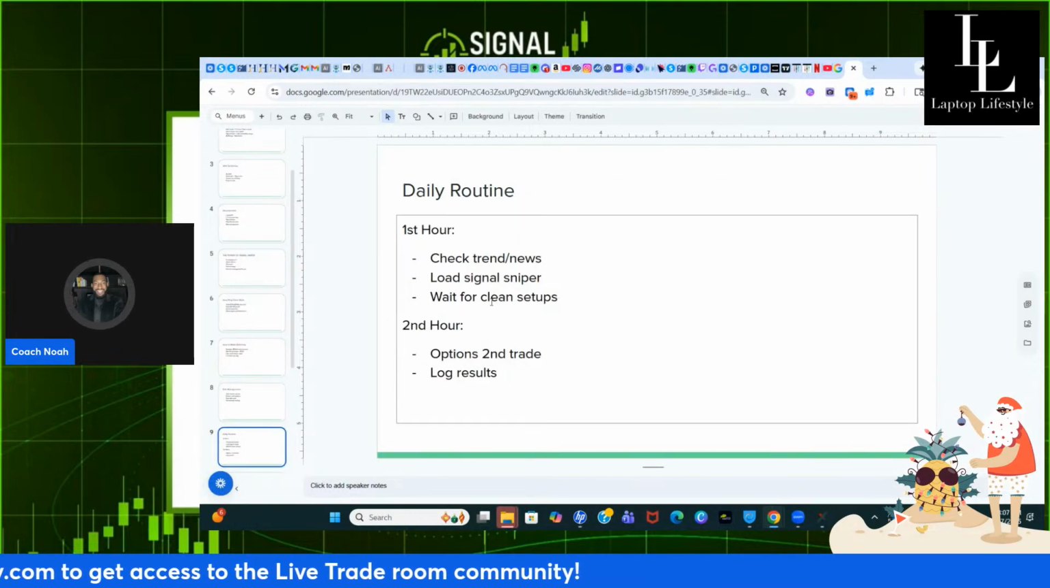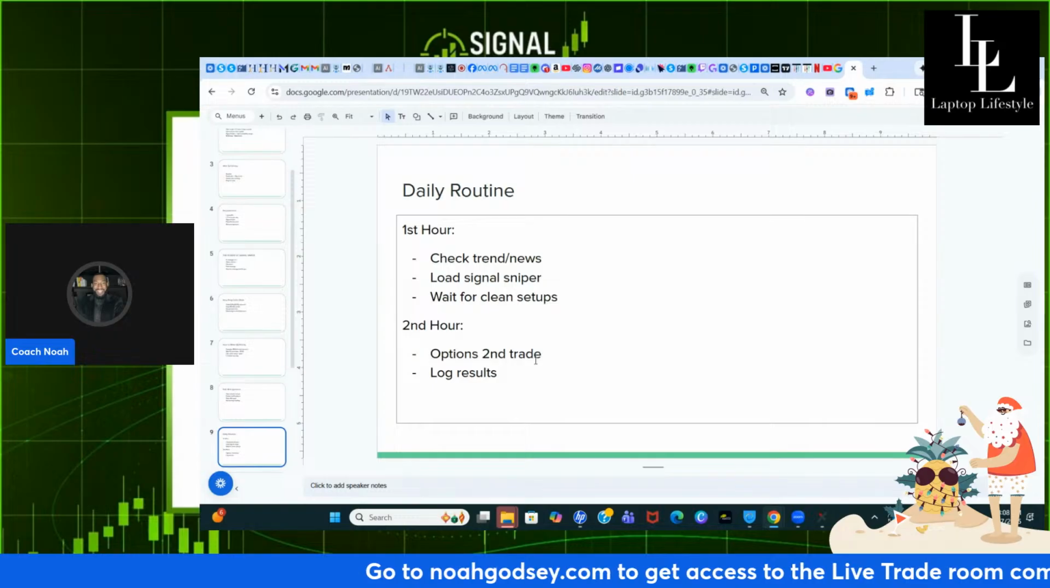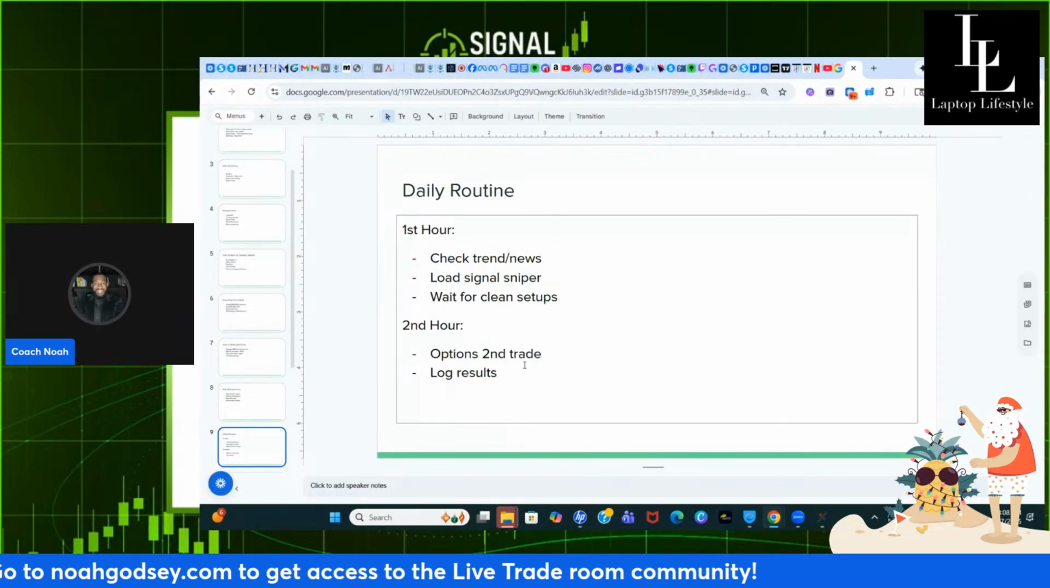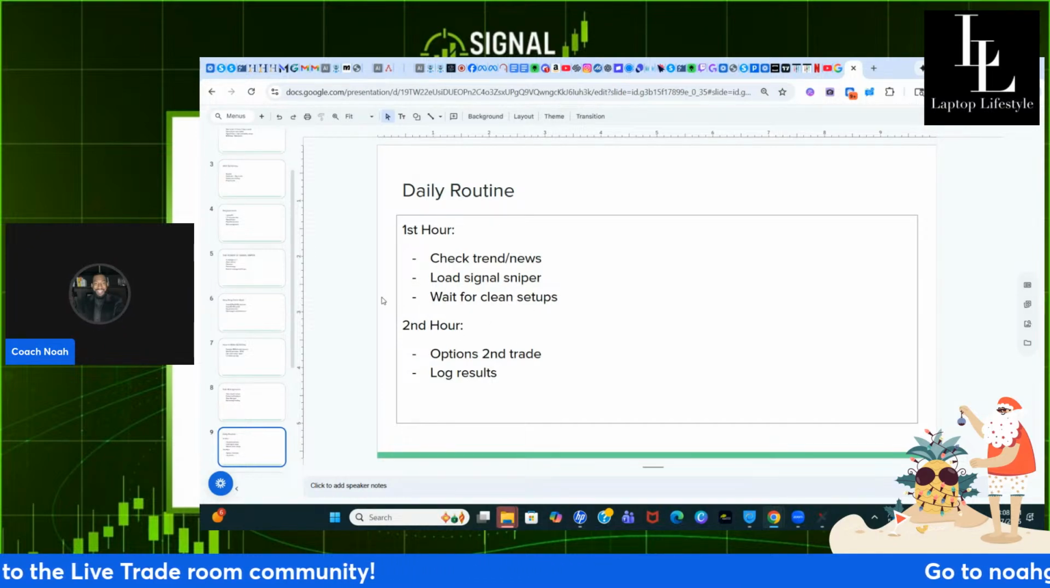Okay, so we load the Signal Sniper. We wait for a clean setup. Once we see a setup, and then we'll execute. Second hour, we may take another trade if we see another setup. If we don't, then we'll just log our result for the day, and then we're done for the day. Okay, so 1 to 2 hours is all you need. Okay, that'll be the daily routine.